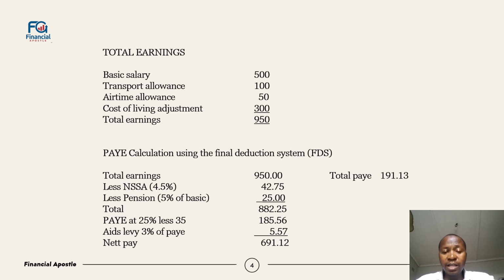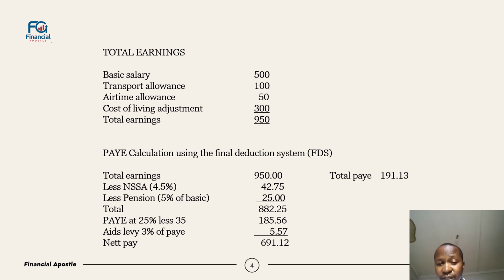So we use here a final deduction system for calculating the tax. From his total earnings, we subtract allowable deductions of NSSA, which stands for National Social Security Authority. This is a statutory requirement that everyone in employment must pay 4.5% of their earnings to this fund. Then also a pension, if you have a pension scheme, just use the rate of 5% on basic, which means you also deduct that from the total earnings.